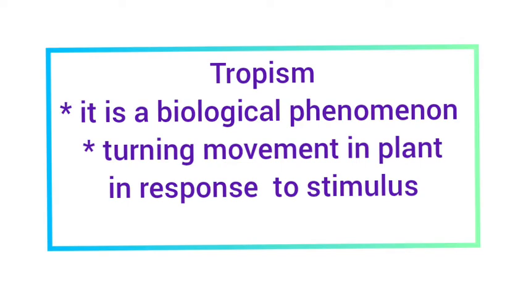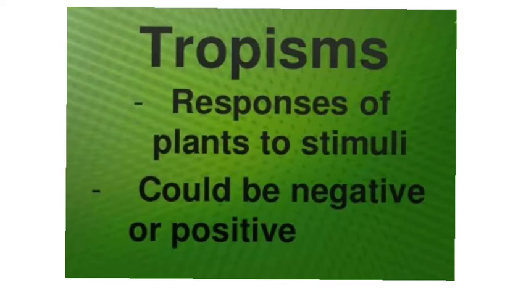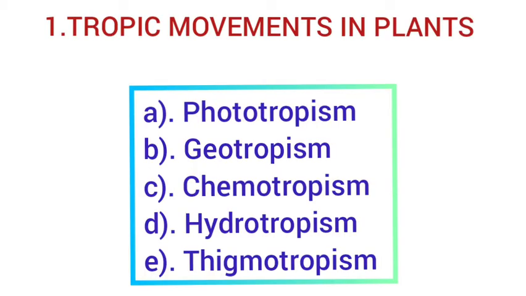Tropism is a biological phenomenon indicating growth or turning movement of a plant in response to an environmental stimulus. This response is dependent on the direction of the stimulus. Tropism may be either positive, which is towards the stimulus, or negative, that is away from the stimulus. The different types of tropic movements are phototropism, geotropism, chemotropism, hydrotropism, and thigmotropism.